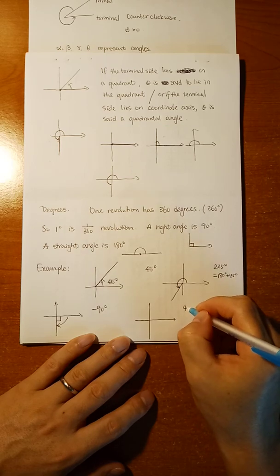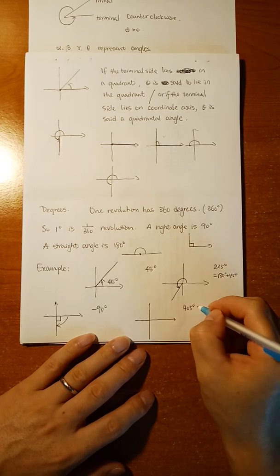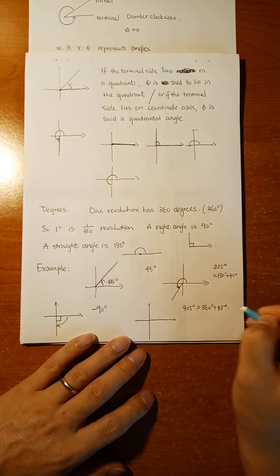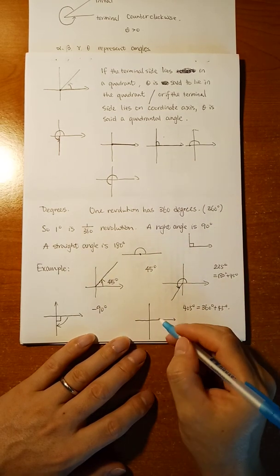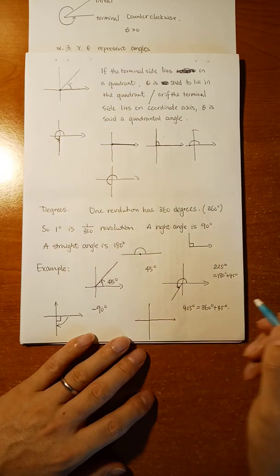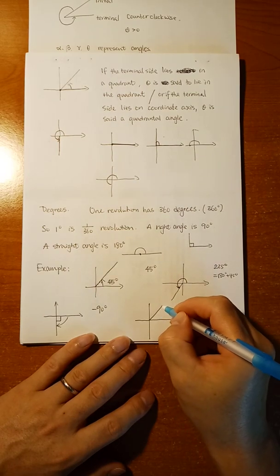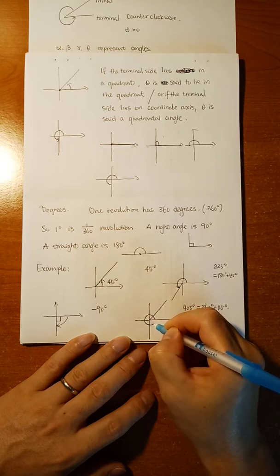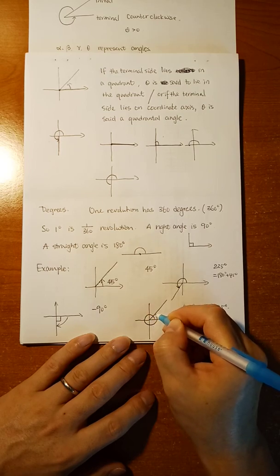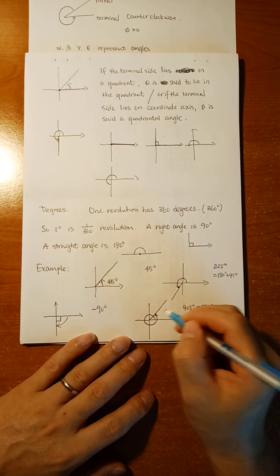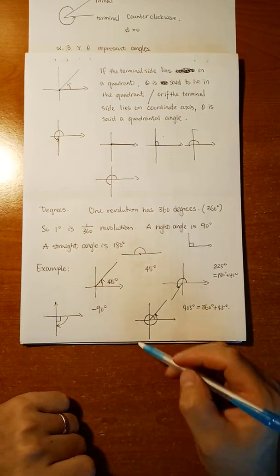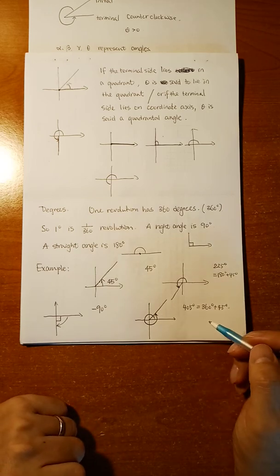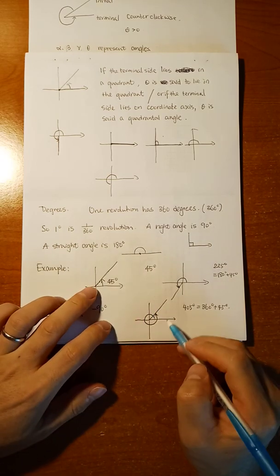If we want 405 degrees, 405 degrees is 360 degrees plus 45 degrees. So 360 degrees is a complete revolution plus 45. So you have something like this. First you get one complete revolution and then you move an additional quarter. You see, it's bigger than one revolution. You get one revolution with an additional 45 degrees.